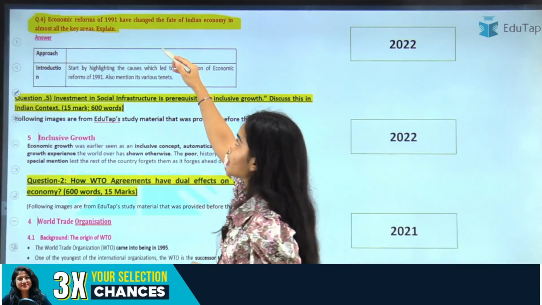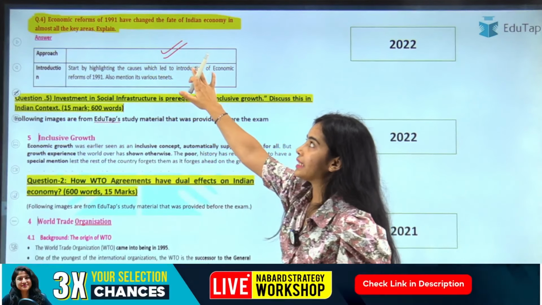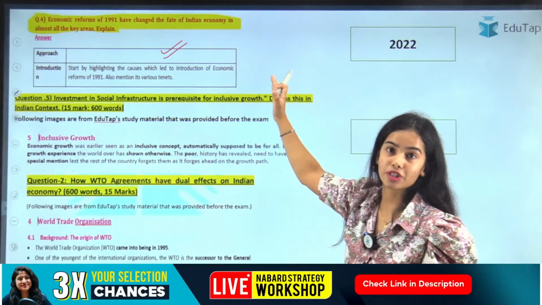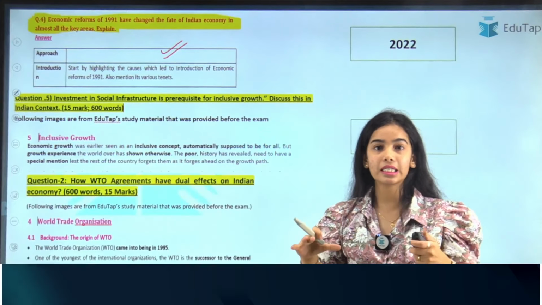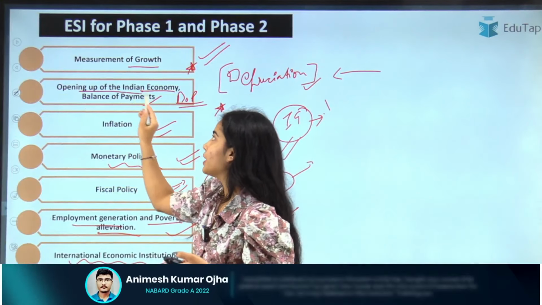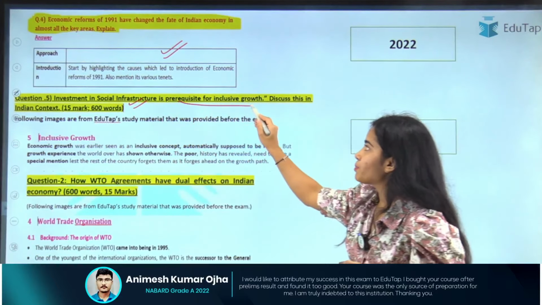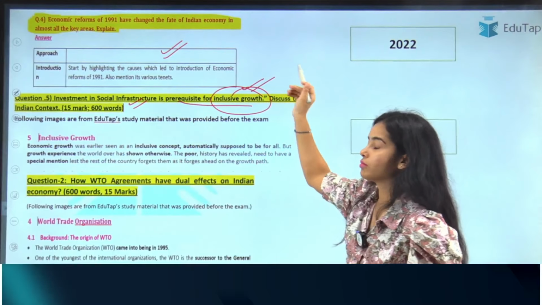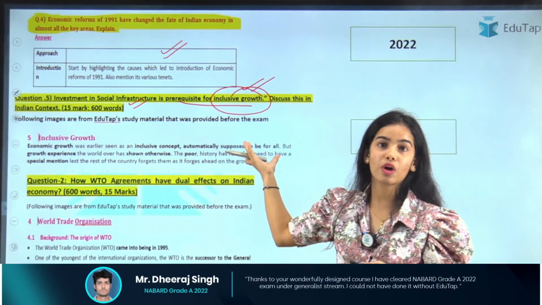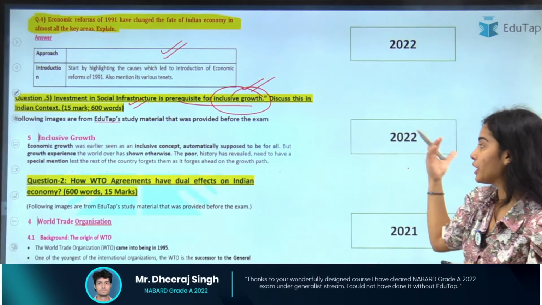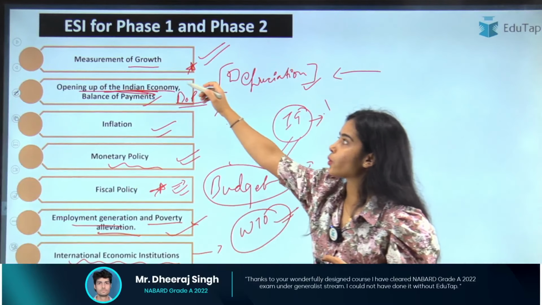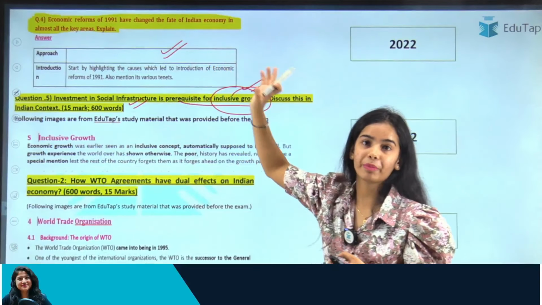So there was a direct question regarding the economic reforms of 1991, that is liberalization, privatization and globalization. You should have the basic understanding that you will get from the opening up of the Indian economy. Okay, the investment in social infrastructure is a prerequisite for inclusive growth. Again, a direct question in phase 2 of the examination in 2021-2022. So this is going to get covered from the growth and development chapter.